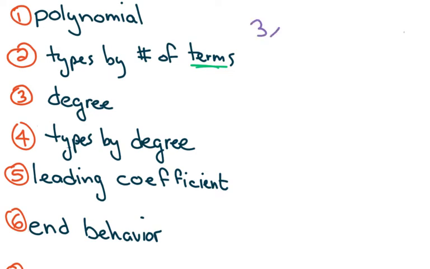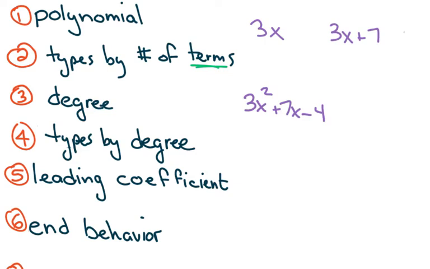We'll just call it 3x. Do you know the name if you have one term versus 3x plus 7 is 2 terms. 3x squared plus 7x minus 4 is 3 terms. Those are the only 3 that get special names. 1 term, 2 terms, 3 terms.